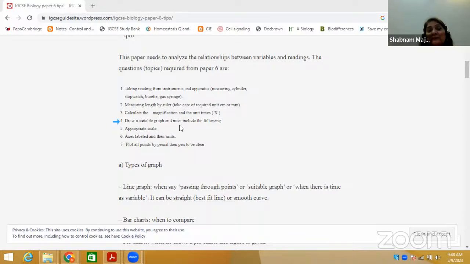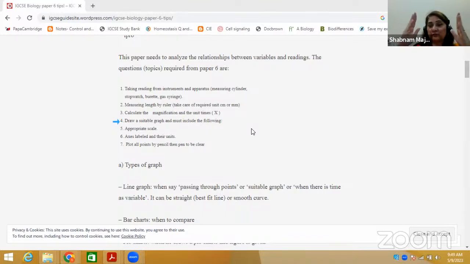Then draw a suitable graph and include the following. What type of graph is suitable? Is a line graph suitable? Is a bar chart suitable? Is a histogram suitable? Is a pie chart suitable? Mostly they give you line graphs. So what are the rules for taking a scale on the grid? You need to take a proper scale, and then the x-axis is where you take the independent variable, and the y-axis is where you take the dependent variable, and how to draw lines.